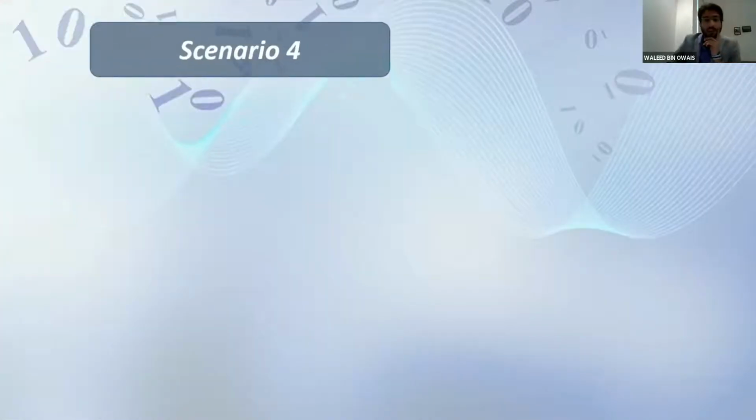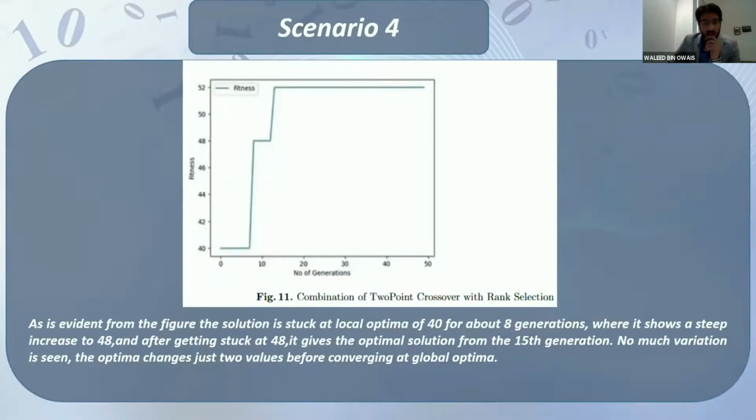Okay. Now, scenario 4. As you can see, scenario 4 is a combination of 2 point crossover and rank selection. So as you can see, it is stuck at local optima of 40 for about 8 generations. Okay, and then it shows a sudden spike to 48 in the 10th generation. And then finally, it does converge to the optimal solution in, I think, the 15th or 16th generation, which we'll be seeing in the compare and contrast table.